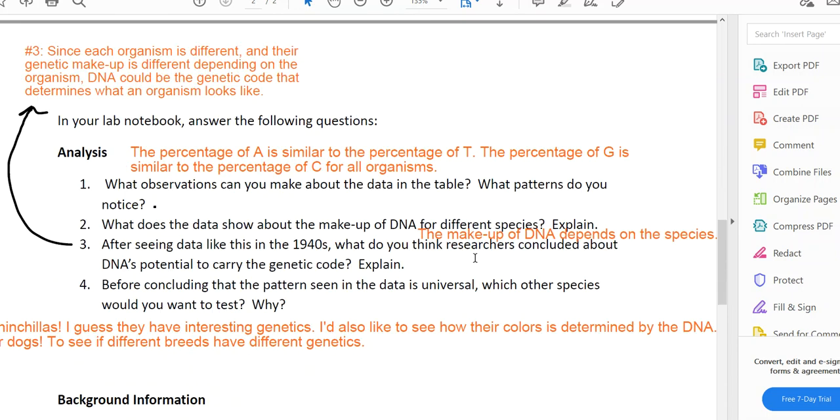After seeing data like this in the 1940s, what do you think researchers concluded about the DNA's potential to carry the genetic code? So they're saying, like, remember what we were saying about the DNA needs to be different in order for it to be the genetic code? Uh-huh. So we saw that. That's confirmed. Since each organism is different and their genetic makeup is different depending on the organism, DNA could be the genetic code that determines what an organism looks like. Okay, so they're coming to a conclusion here that the genetic code is in the DNA because it's different yet similar. Exactly. Yep. Very good.